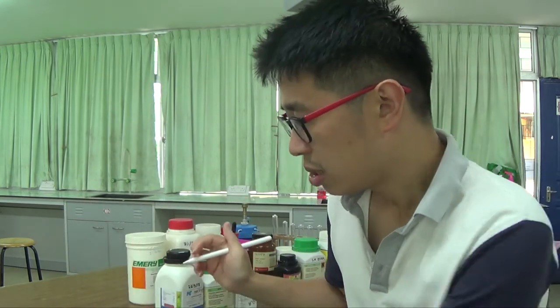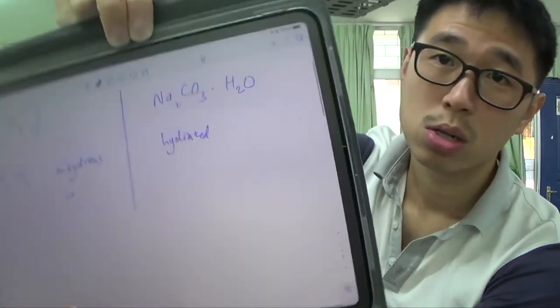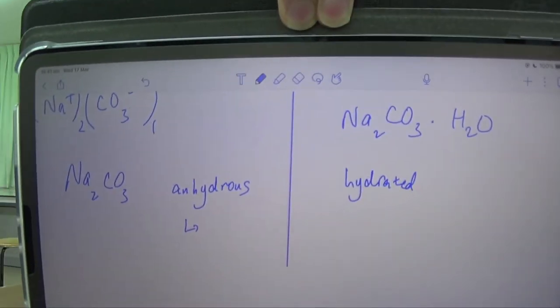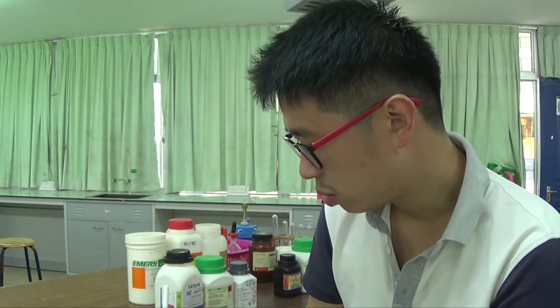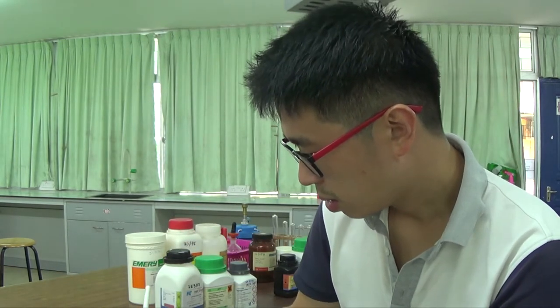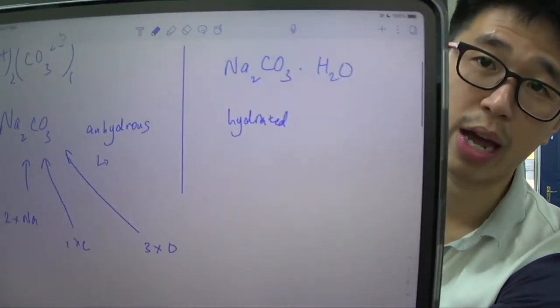Because there are some O-level or IGCSE students who are just beginning to learn about formulas, they are not aware of the meaning of dot H2O. If you know how to work out the relative molecular mass for sodium carbonate, sodium carbonate means 2 times sodium, 1 times carbon, 3 times oxygen. That is what the formula actually means.